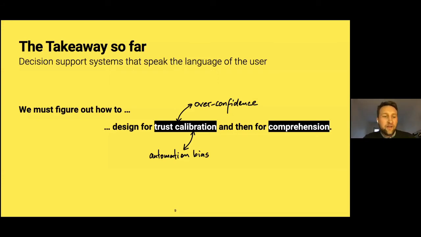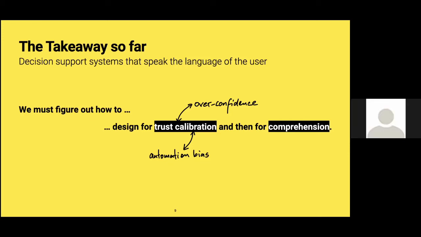Okay, let's catch some breath. The takeaway so far: our goal in our research is to understand how to design decision support systems that eventually speak the language of the user, and we want to take into account their cognitive biases. To this end, we need to ground design decisions in evidence. We need interface design that can educate the users to make more informed decisions based on AI recommendation. This concept is referred to as trust calibration.